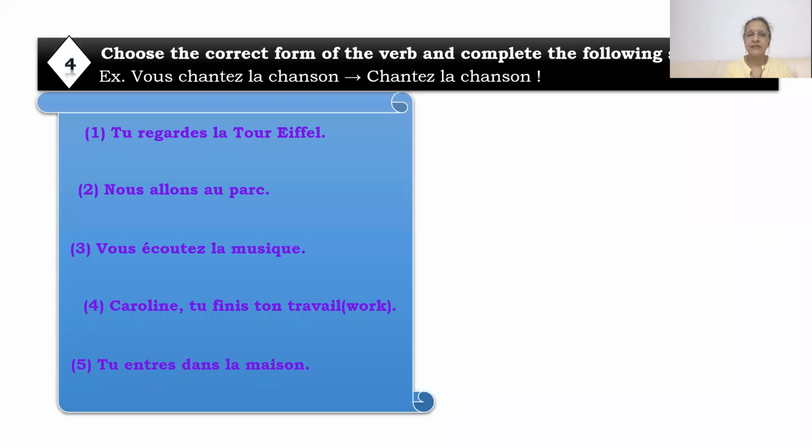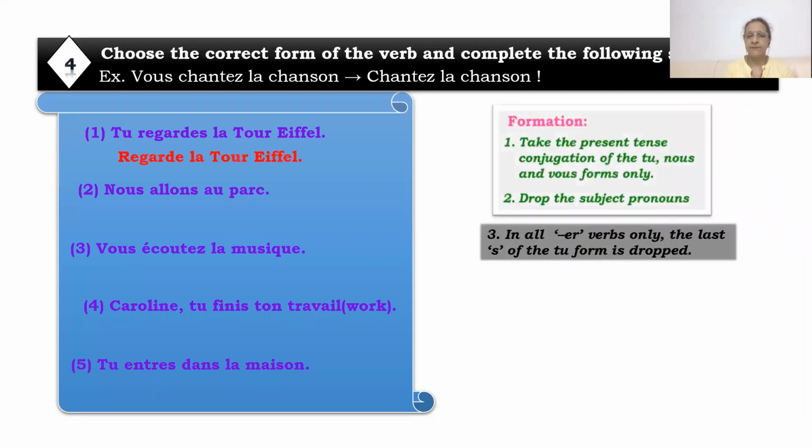In the first sentence, the answer: regarder is an er ending verb, tu form, so I drop the s and I get regarde la tour Eiffel. Second sentence, drop the subject pronoun, allons au parc. Third sentence, drop the subject pronoun, écoutez la musique.